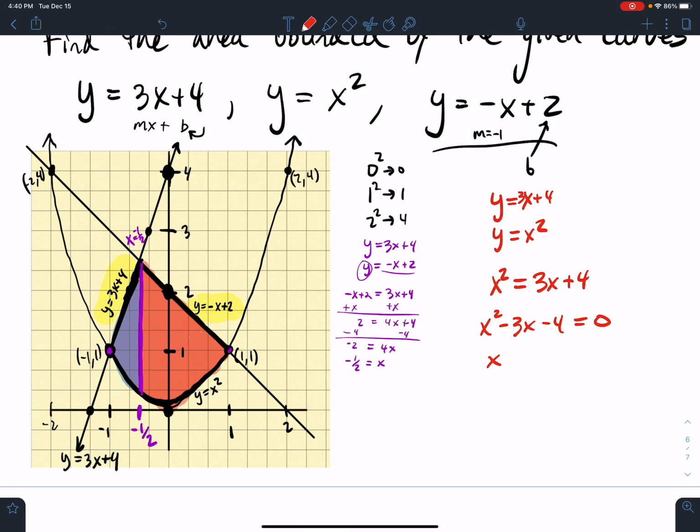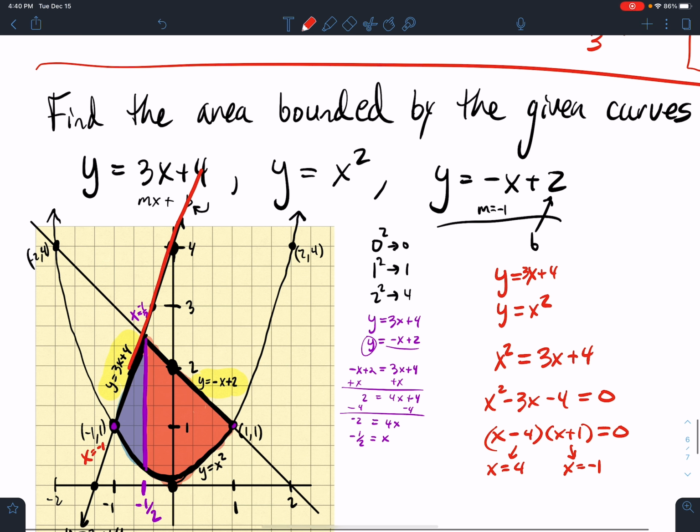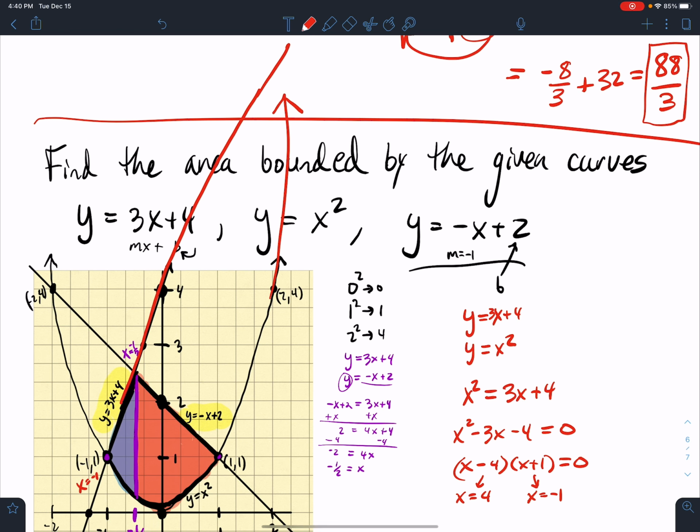If I factor, I have x minus 4 and then x plus 1. That adds to negative 3. So this gets me x equals 4 and this gets me x equals negative 1. So x equals negative 1 here. And x equal to 4 would be like if we continue drawing this picture and then eventually the parabola meets up with that line way up here at x equal to 4. Do we want that? That value is not needed.